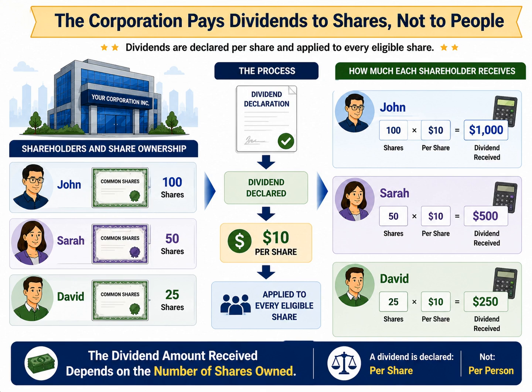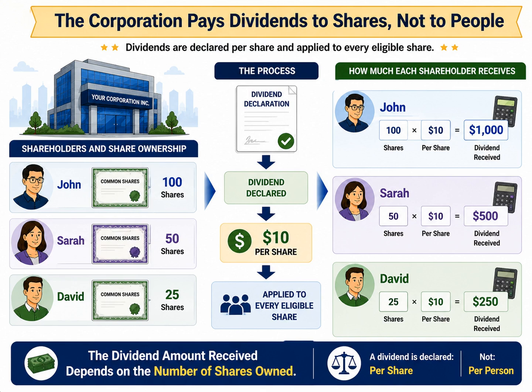In this example, the corporation declares a dividend of $10 per share. The amount each shareholder receives depends entirely on the number of shares they own. John owns 100 shares. Since each share receives $10, John receives $1,000. Sarah owns 50 shares. At $10 per share, Sarah receives $500. David owns 25 shares. At $10 per share, David receives $250.